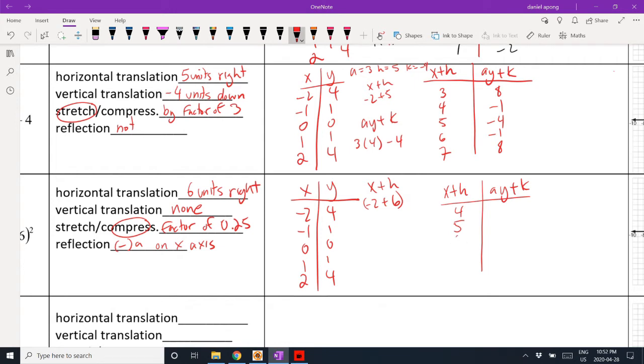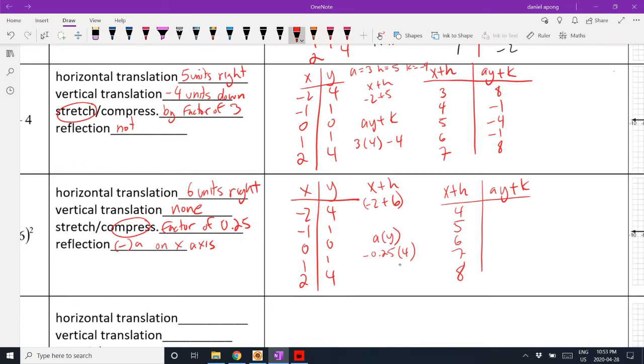0 plus 6 is 6. Then 1 plus 6 is 7. And then 2 plus 6 is 8. See, it just goes up like that. And then we're going to do our y values. And in this case, there is no k, so we just have to consider a times y. So a times y. And a is negative 0.25, and our y, we'll start with the 4 here, so we're going to multiply that, and then we're going to get some numbers here.